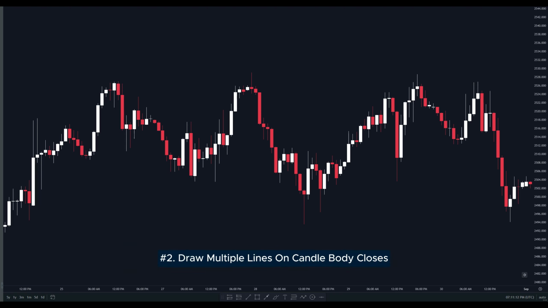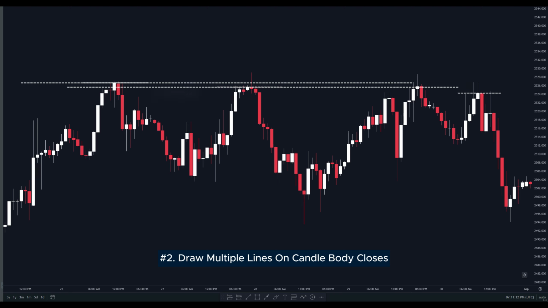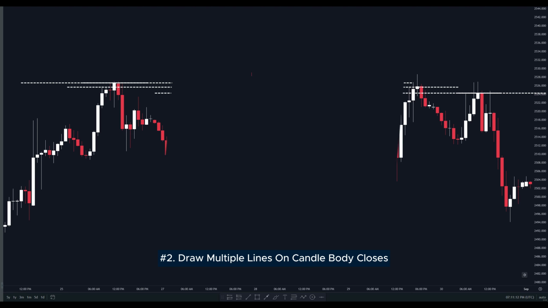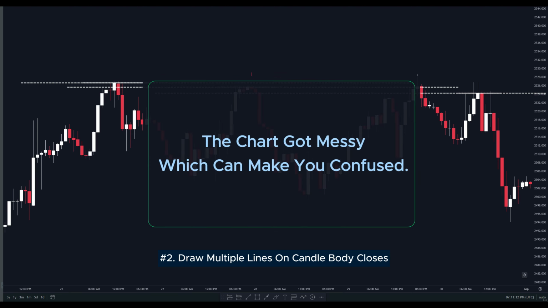Second way is to draw multiple lines on candle body closes. For example, we have this candle close here. Draw one line. Another candle close. Draw another line. Candle closes. Draw another line. This way is good, but the problem in this method is that the chart gets messy, which can make you confused. So always try to keep your chart super clean, so you can easily read the charts.